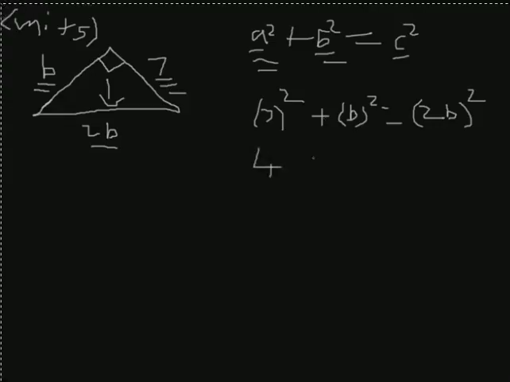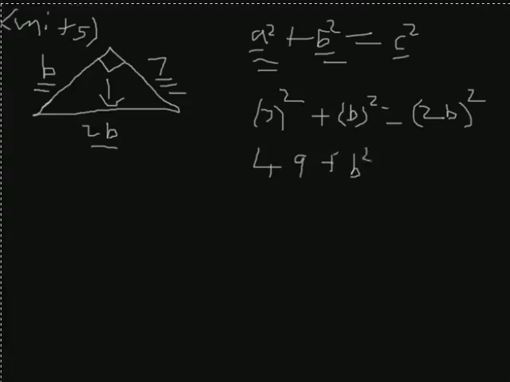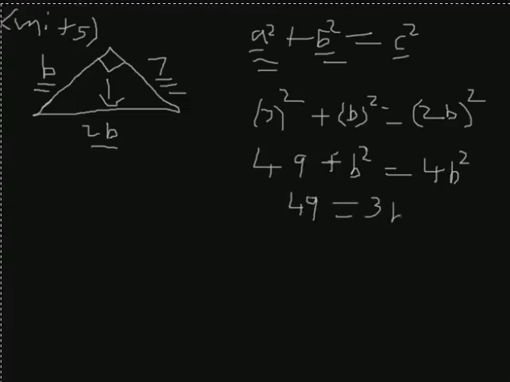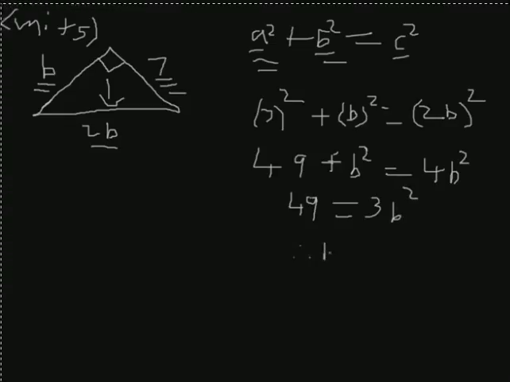So 7 squared is 49. B squared is just B squared. And 2B squared is 4B squared. We subtract B squared from both sides, we get 49 is equal to 3B squared. Divide both sides by 3, we get, therefore, I'll just flip the equation around, B squared is equal to 49 over 3.